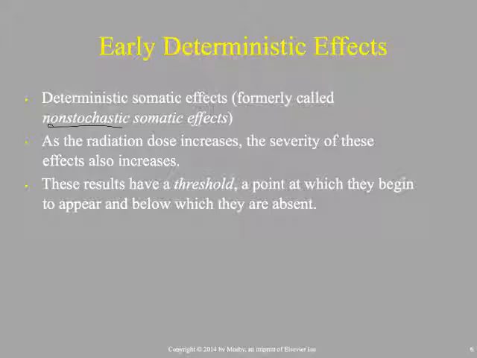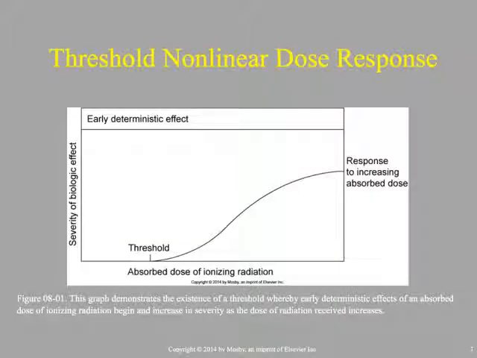So as the dose increases, the severity increases, and these results have a threshold. So at some point we pass that threshold and we're going to start to see the incidence increase. So here's what that threshold looks like. And this is something that you should just go ahead and commit this curve to memory, right? Some of us have probably already seen this curve, but we're going to call it a threshold nonlinear dose response, right? It is not a line, it's curve shaped, and it has a threshold. It has a point below which we do not see any of these responses.